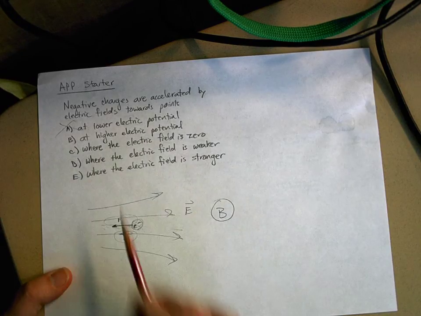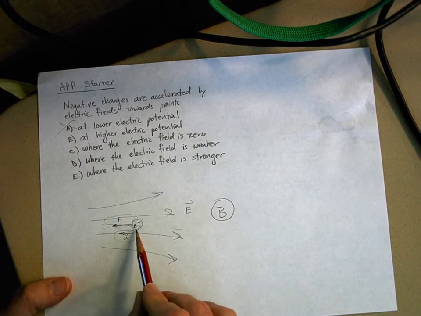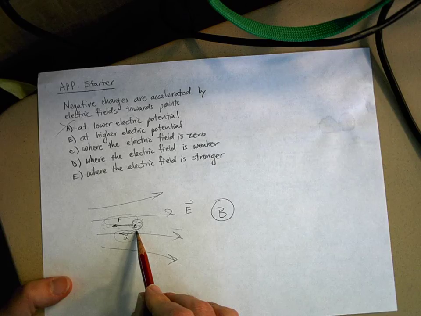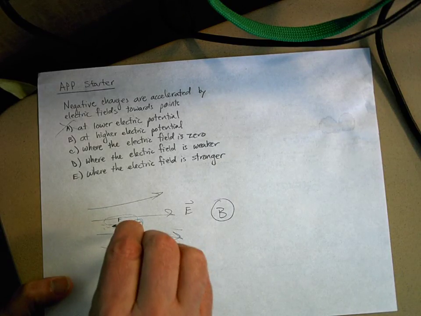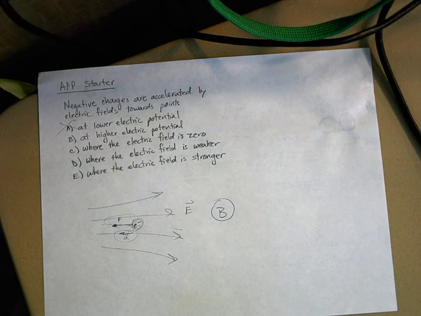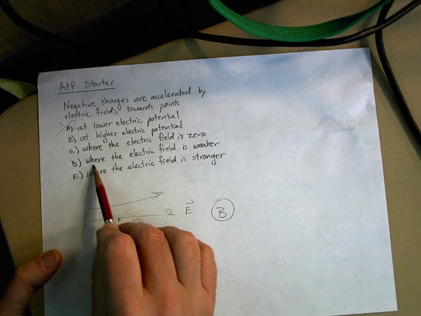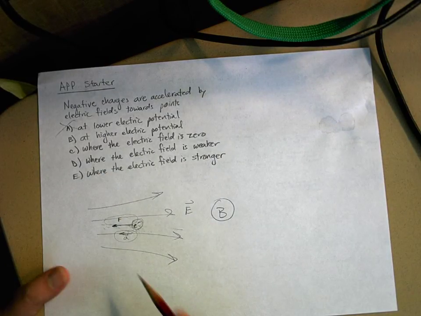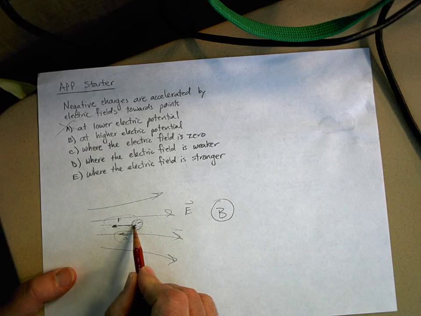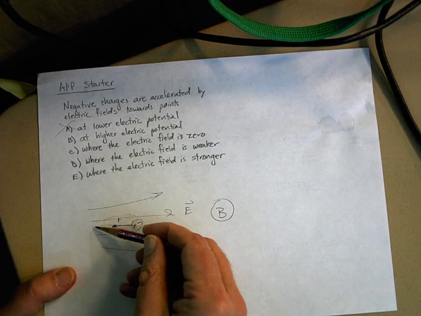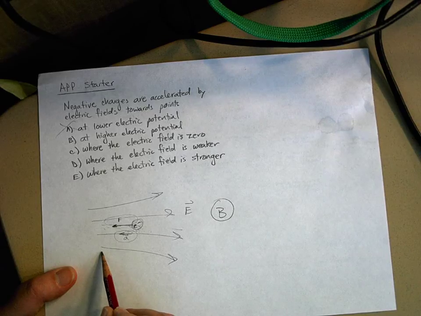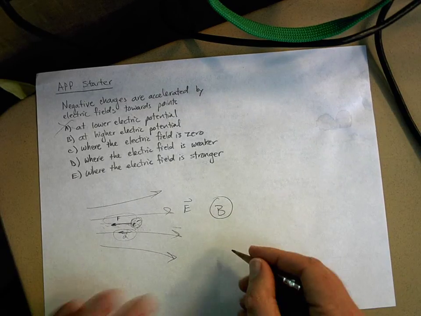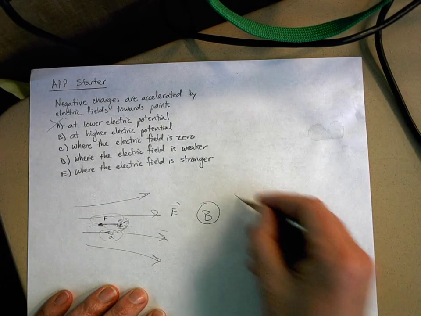Where the electric field is zero, how would this guy have any idea where the electric field is zero? All this guy can do is say, what is the electric field at the point I'm at? And the same is true as it doesn't know where the electric field is weaker or stronger. Notice the way I've drawn this. If this thing accelerates to the left, the electric field, the way I've drawn it, is getting stronger. But I could have just as easily drawn the field like this, right?